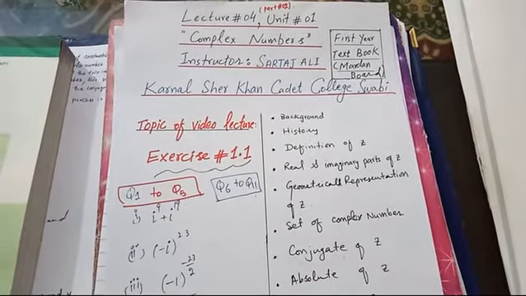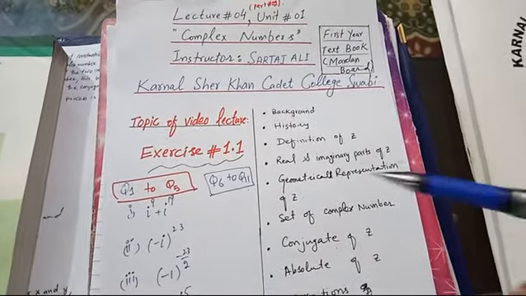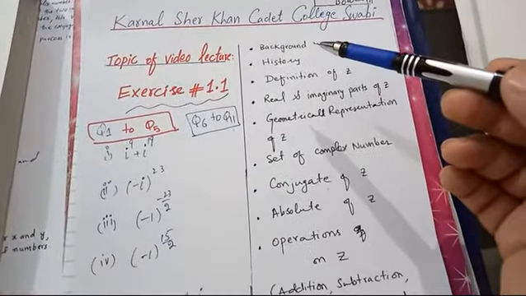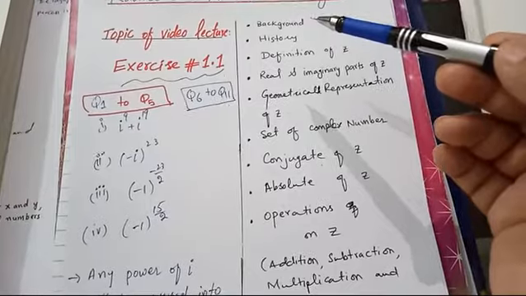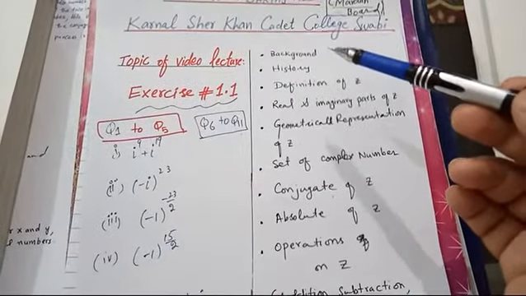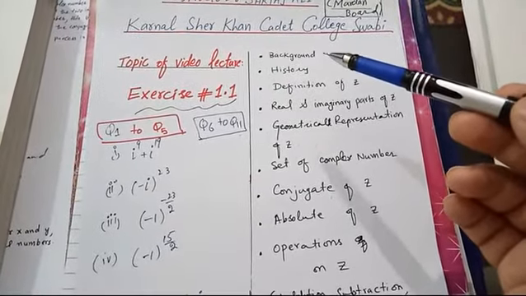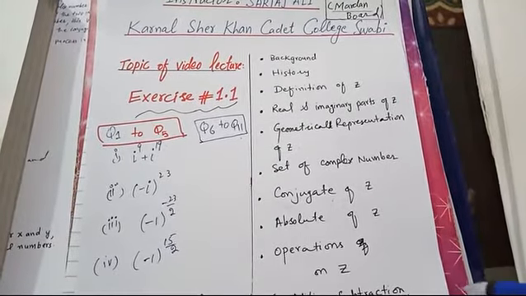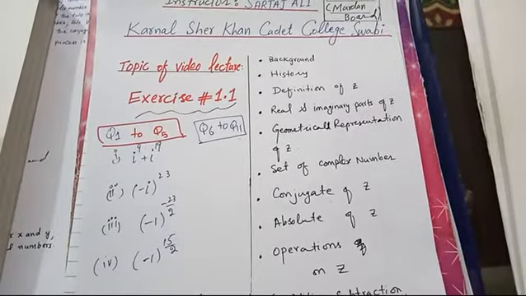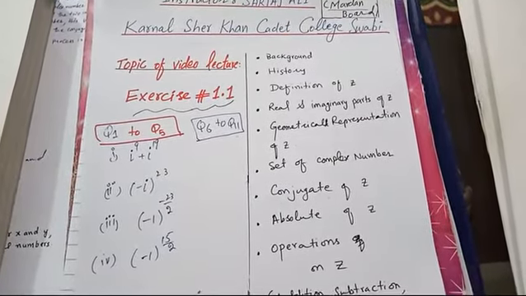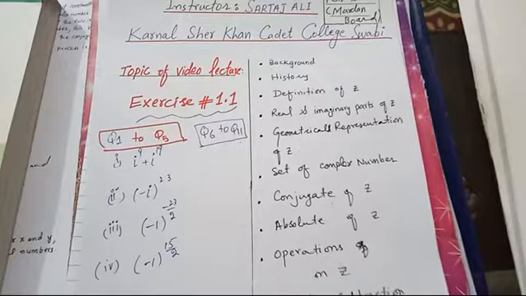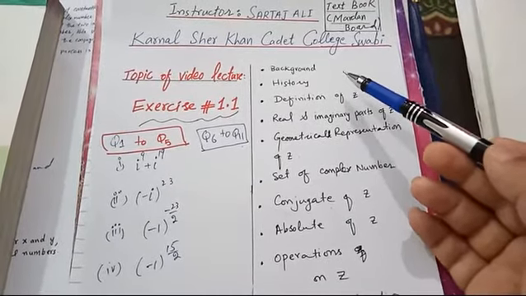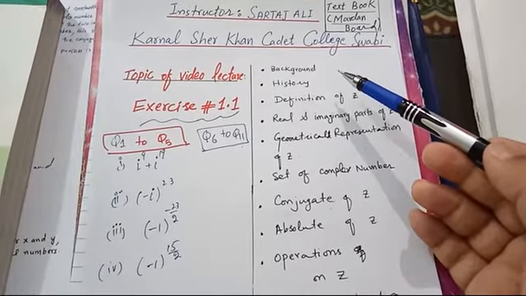Now we discussed in detail the theoretical work for the complex number which is used in exercise 1.1. We discussed the background which is necessary for every new topic, because mathematics is cumulative. If you have the previous knowledge of the topic, then you can build a good concept on that topic. So that's why I gave the background of the topic in the first video.